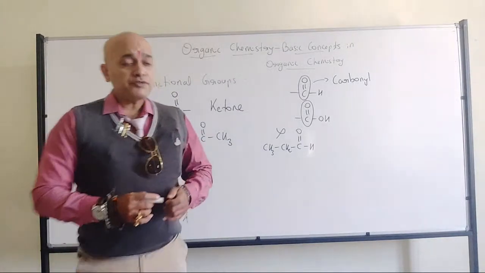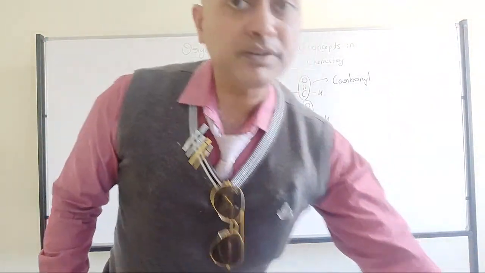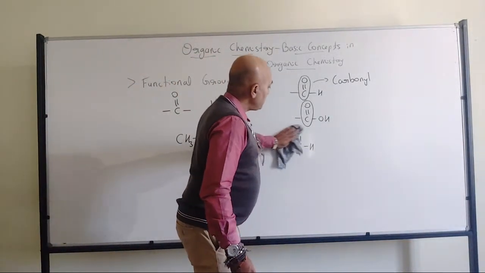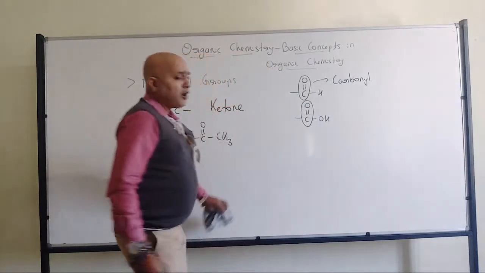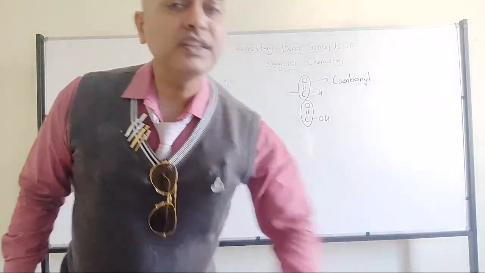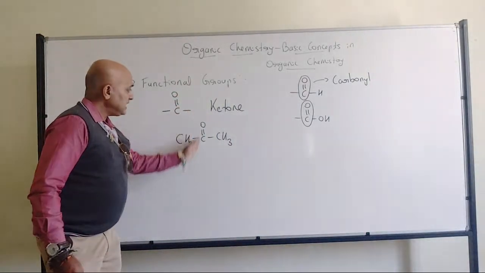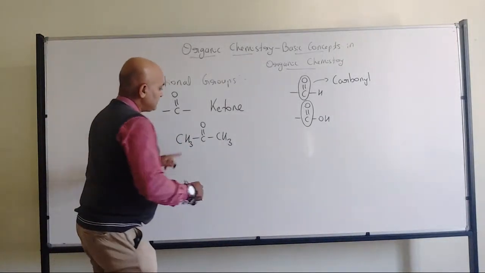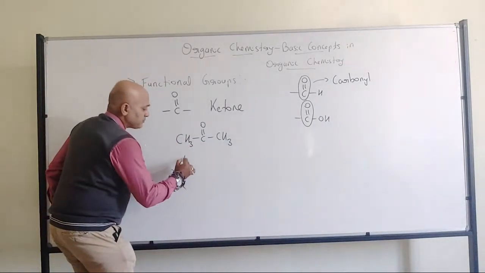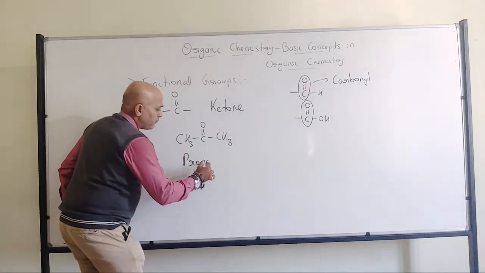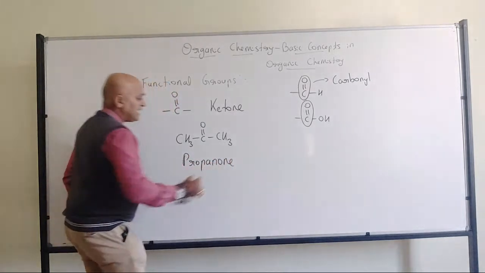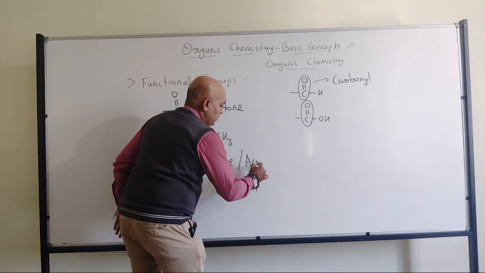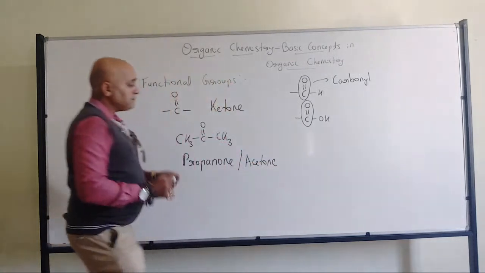So what I mean to tell you is, listen carefully: unlike other functional groups, ketones are not going to be present at the end of any organic compound. They should be present in between. Got my point? This molecule has 3 carbons, so it is a propane derivative. We will call it propanone, or the common name can be acetone.